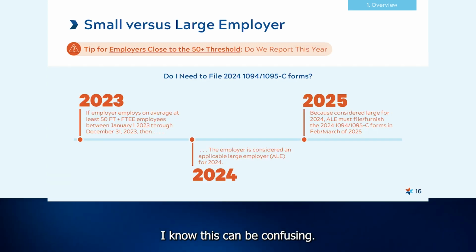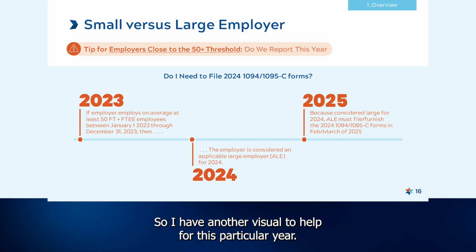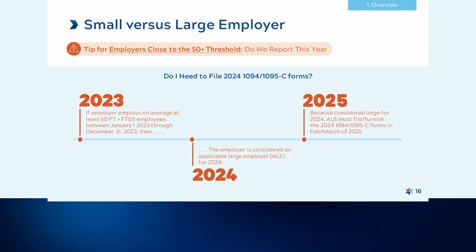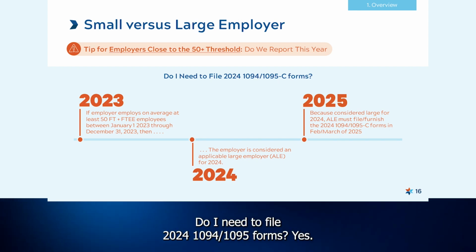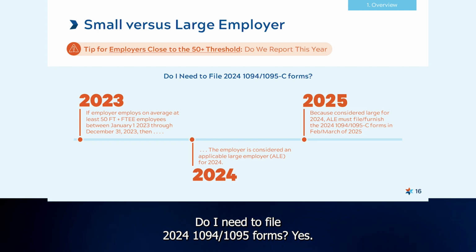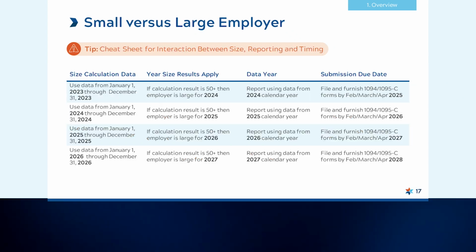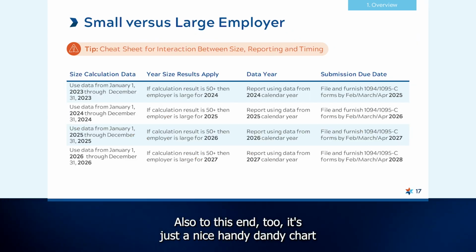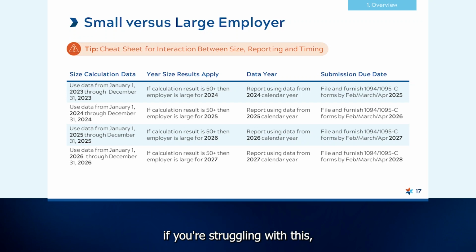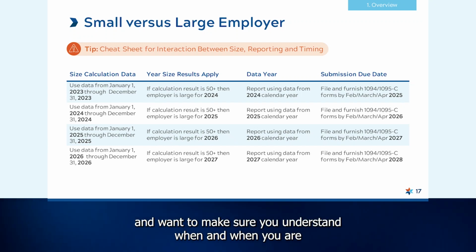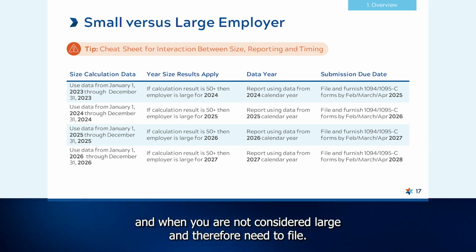I know this can be confusing, so I have another visual to help for this particular year. Do I need to file 2024, 1094, 1095 forms? Yes. If your data in 2023 tells you were large for 2024. Also threw this in too. It's just a nice handy dandy chart if you're struggling with this and want to make sure you understand when you are and when you are not considered large and therefore need to file.